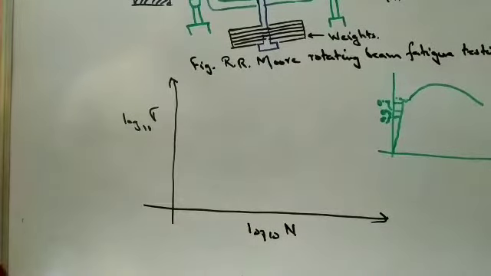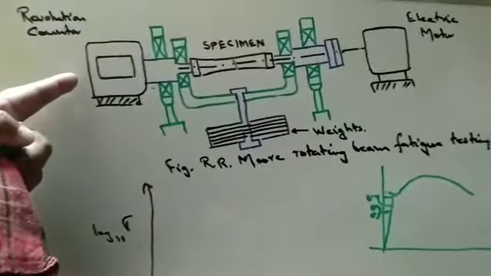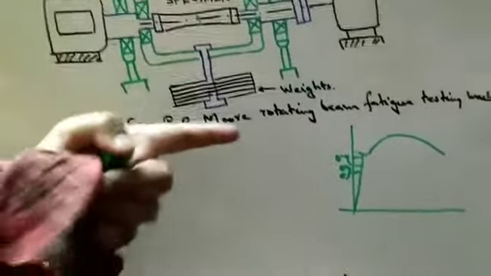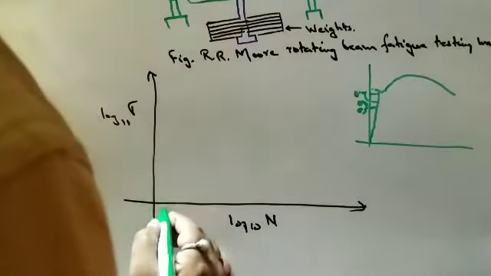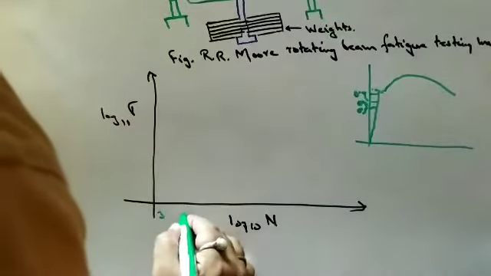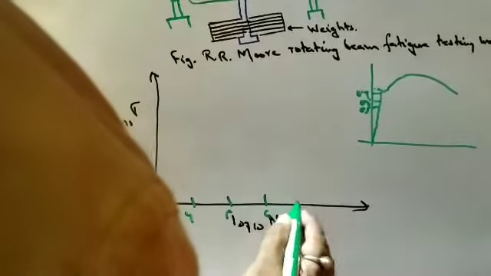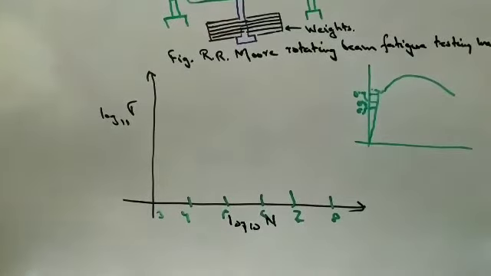So now we note at what RPM, since there is a digital output system, we note after what RPM it fails. Now we apply different loads and plot the graph. We start the graph from 3, then 4, 5, 6, 7, 8. Now 3 means 1000, 4 means 10,000, 5 means 1 lakh. In this way it moves, because we are taking log base 10 of the cycles, and the stresses are plotted.